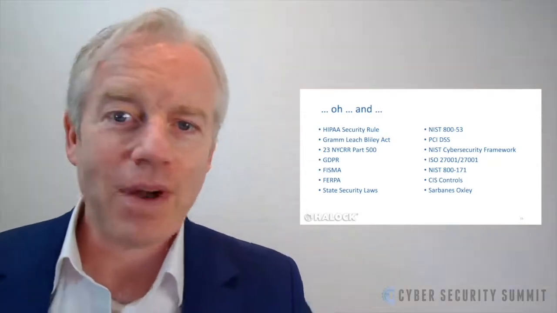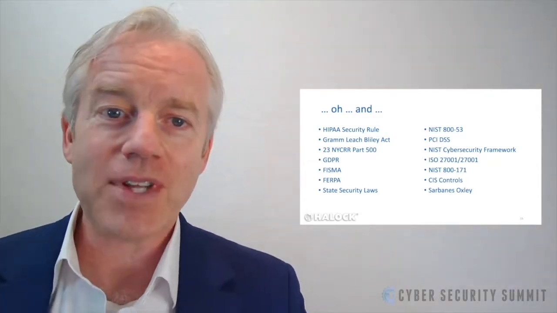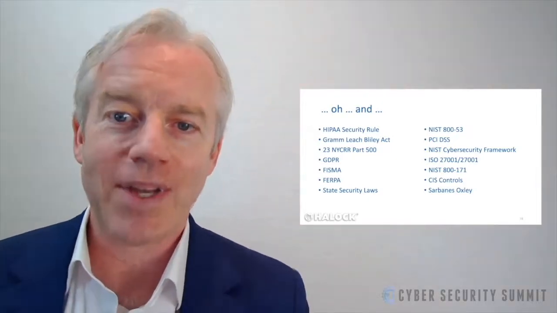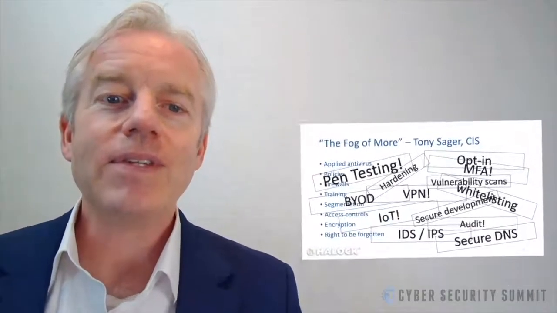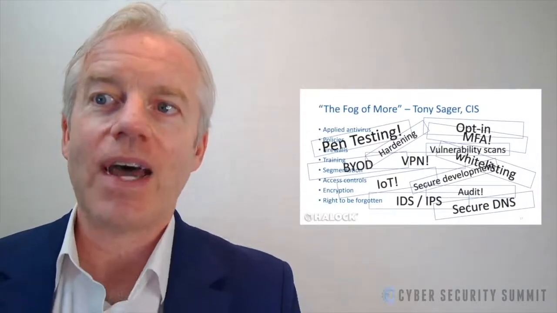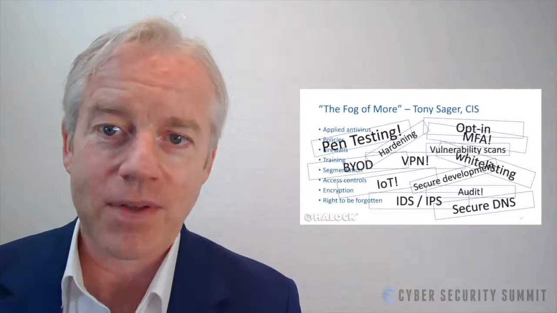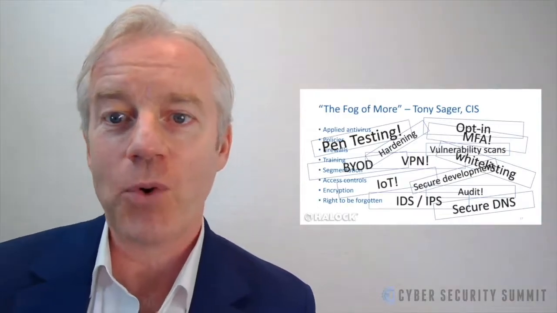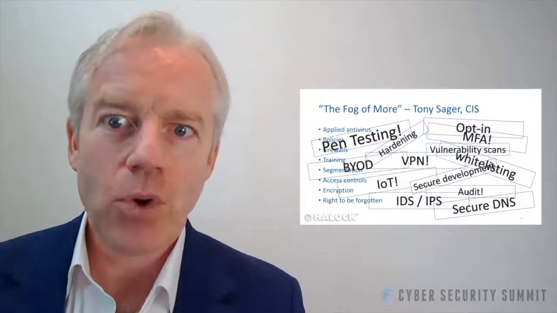Now, these new privacy requirements are all going to be different, and they're stacked on top of the regulations and security standards that you're already obligated to follow. This gets really frustrating. You have a lot of controls. Sometimes they contradict each other. It's what Tony Sager from Center for Internet Security calls the fog of more. The idea that there is more to take care of.